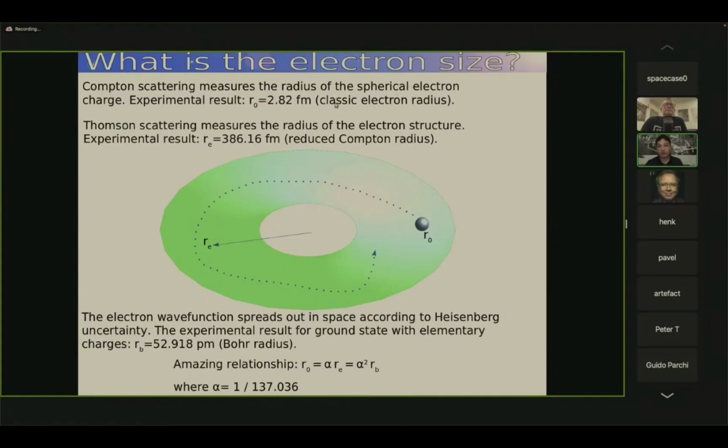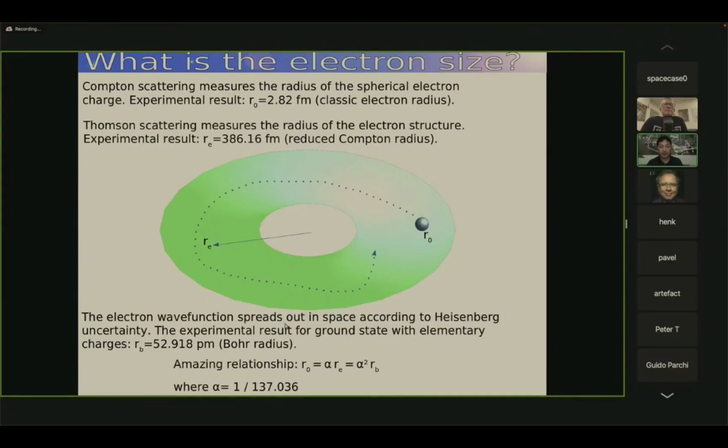Okay, so this Compton scattering is done with very high frequency waves, but you can do another type of scattering experiment with low frequency waves, and this is called Thomson scattering. When you apply low frequency waves, you are measuring the whole radius of the electron structure, and the experimental result here gives 386 femtometers. In physics, this is called the reduced Compton radius. So I illustrated it here with this RE radius. So somehow the spherical charge is moving inside this much bigger electron structure.